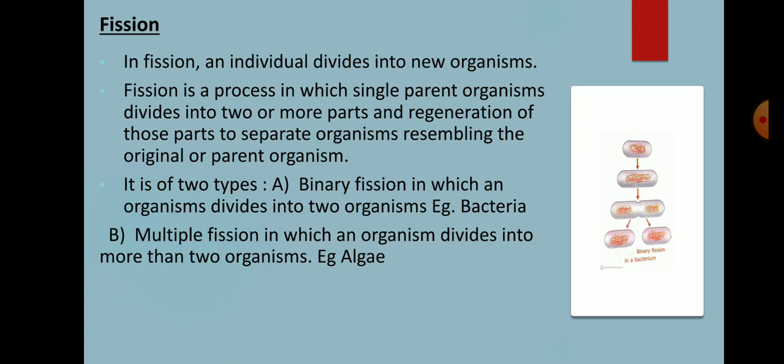Fission could be of two types. Number one, binary fission, in which the organism divides into two, just like in bacteria, as you can see in the picture also. And there is multiple fission, in which the organism divides into more than two organisms, like the algae. So this was fission.